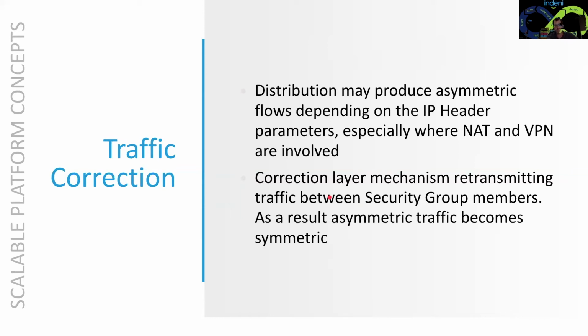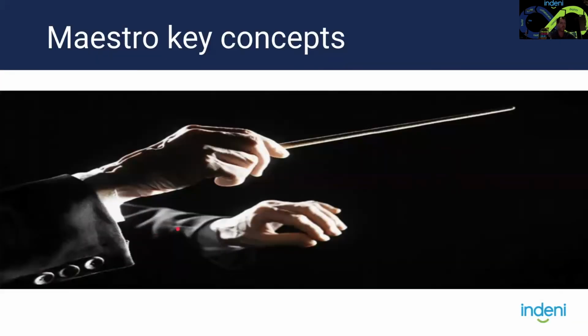Take for example NAT and VPN. In these protocols or applications, the IP is being modified, so the networking card doesn't have the ability to make the stickiness decision. So the correction layer is taking this responsibility.